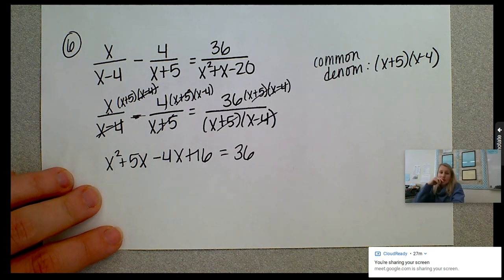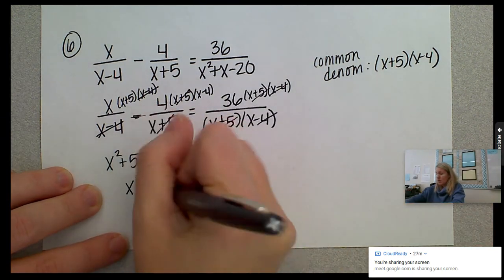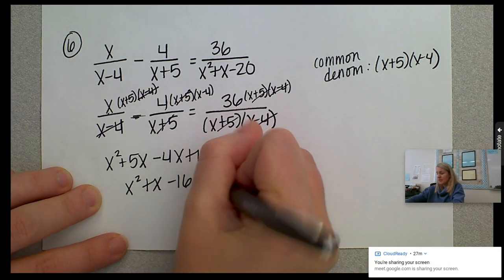Oh, so what's happening here? I can combine like terms, I guess. I get x squared plus x minus 16 equals 36.